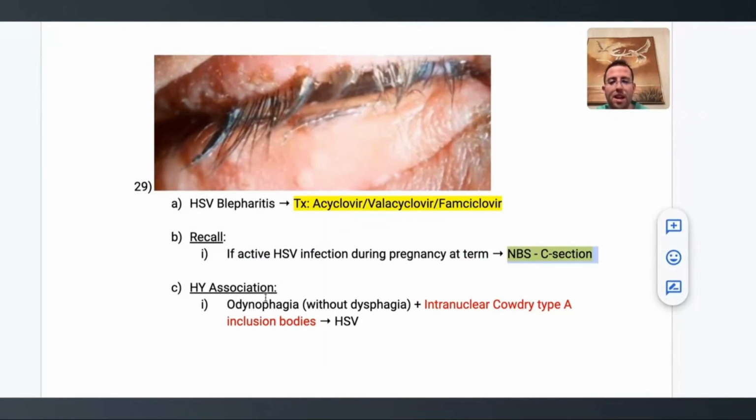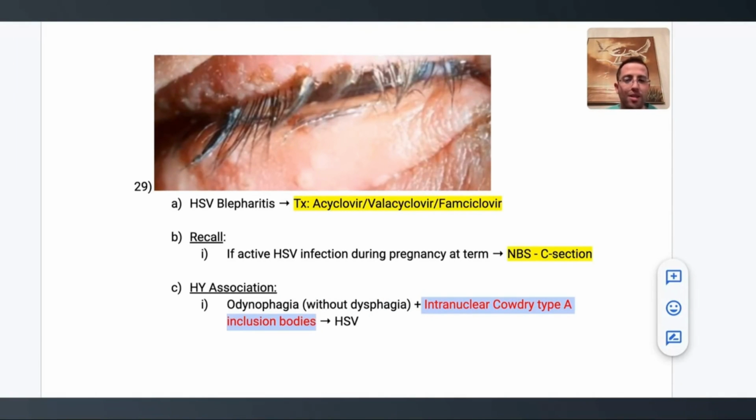Some high-yield associations: if they have odynophagia without dysphagia plus intranuclear Cowdry type A inclusion bodies, you're thinking herpes simplex virus infection. You're not going to see these intranuclear Cowdry type A inclusion bodies tested otherwise. They're always with HSV on your boards for the USMLE.